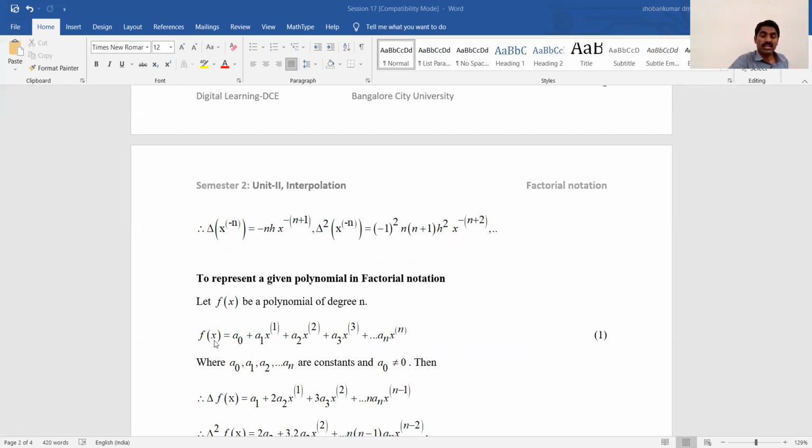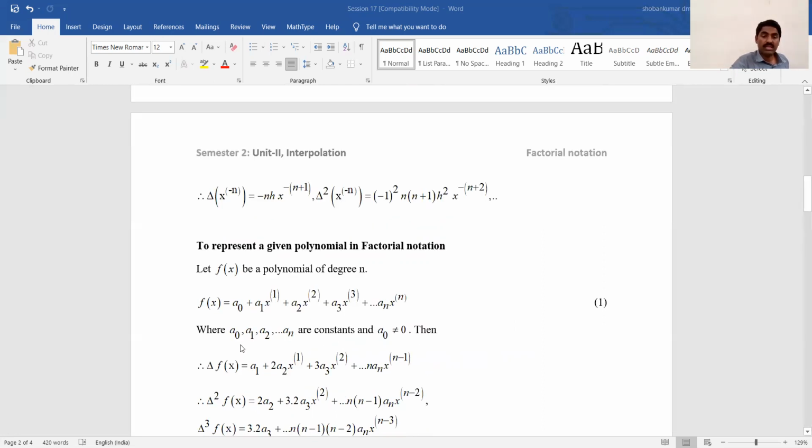Call it equation 1. f of x is a0 plus a1 x to the power 1 plus a2 x to the power 2 plus and so on, an x to the power n, of degree n, where a0, a1, a2 and so on an are all coefficients of x as well as constants. Here a0 is not equal to 0, it is always a non-zero number.